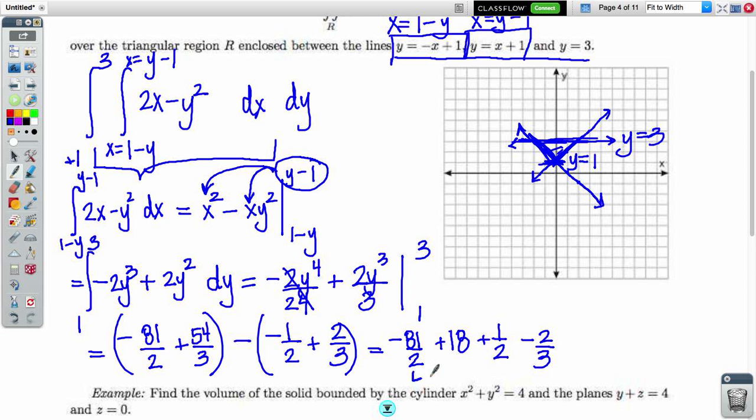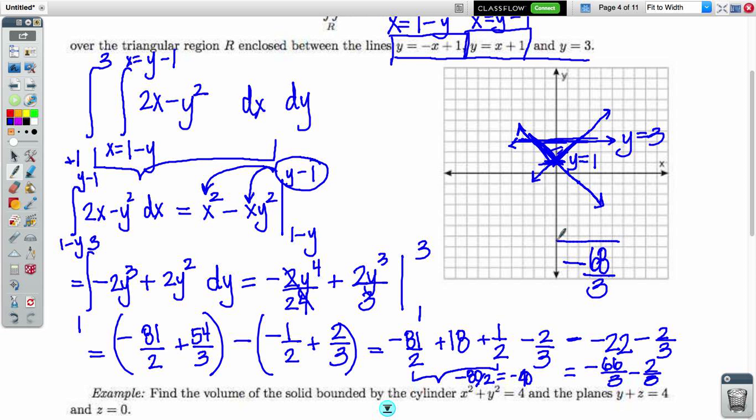So for this next step, I'm just going to put the negative 81 halves and the 1/2 together, which gives me negative 80 over 2, or in other words, negative 40. So I have negative 40 plus 18, which gives me, oh gosh, what, negative 22? And then minus 2 thirds. So to get my common denominator here, I have negative 66 thirds minus 2 thirds, which gives me a final answer of negative 68 thirds. Sorry, that's so messy at the end there.